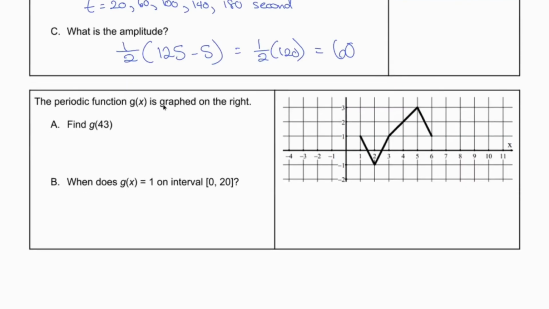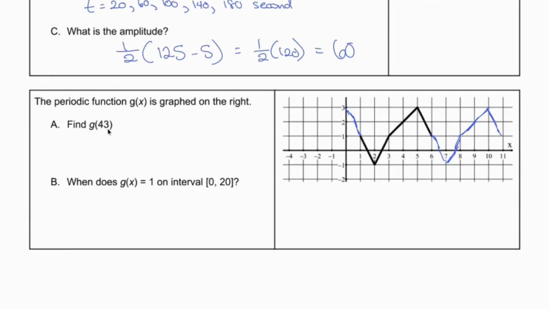All right. Periodic function g of x is graphed on the right. Find g of 43. So we have a period of 1, 2, 3, 4, 5. Okay. I don't know if I have to do it, but you would basically go back up to here if I wanted to draw it out. And then you would go down to here, and then you would go up to here, and then you would be like a slope of 1, and then like that, and then repetition, repetition, repetition.